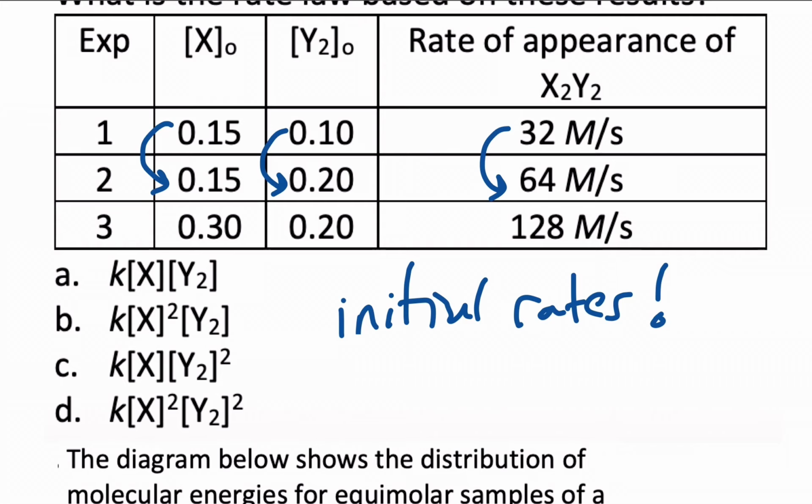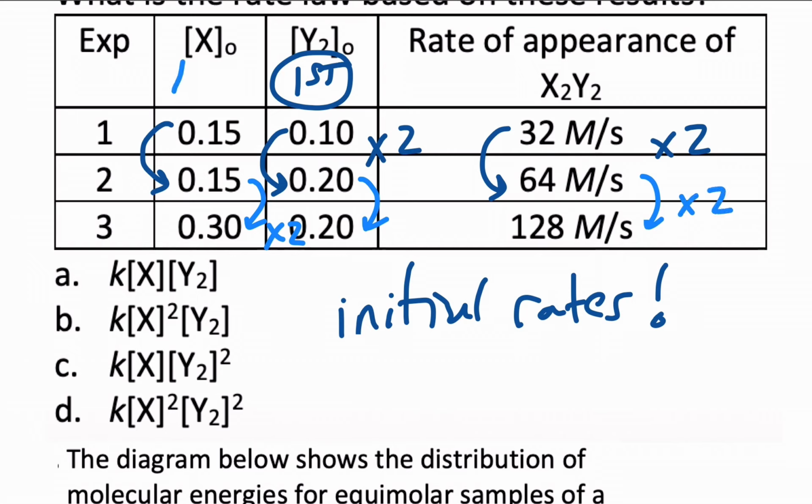So it looks like X stays the same in 1 and 2, but Y is doubled, and it looks like the rate is also doubled, so that means it's first order with respect to Y. Now let's look for a place where Y stays the same, but X changes, and how does the rate change? Well, here Y stays the same. However, X is doubled, and it looks like the rate is also doubled. So it's also first order with respect to X, which means both of the exponents are going to be 1s.